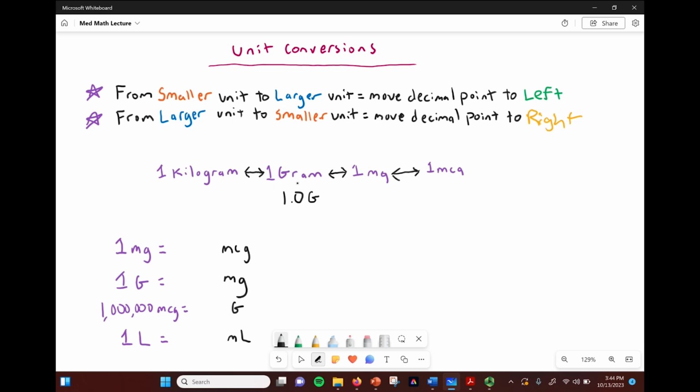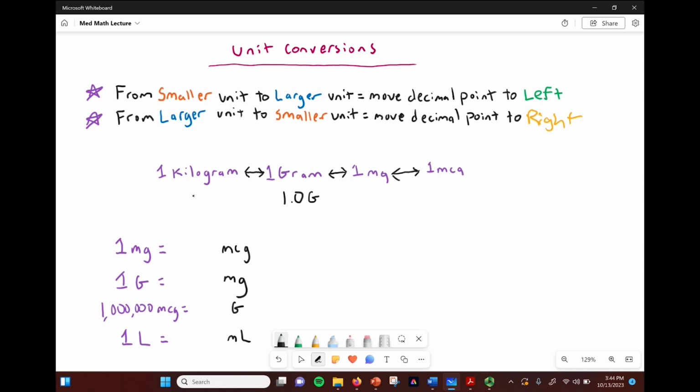So we'll start off by going to kilogram here. What I'm doing here is going from a gram to a kilogram. Kilogram is going to be a larger unit, grams is smaller. So I'm using this top equation, or this top idea first. I'm going from a smaller unit, a gram, to a larger unit, a kilogram. So as you can see here, I'm going to move my decimal point to the left.